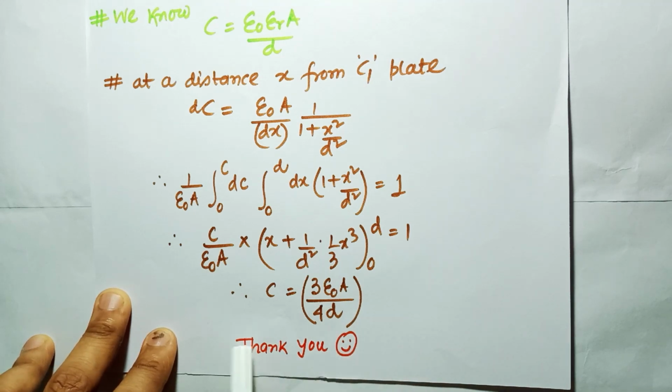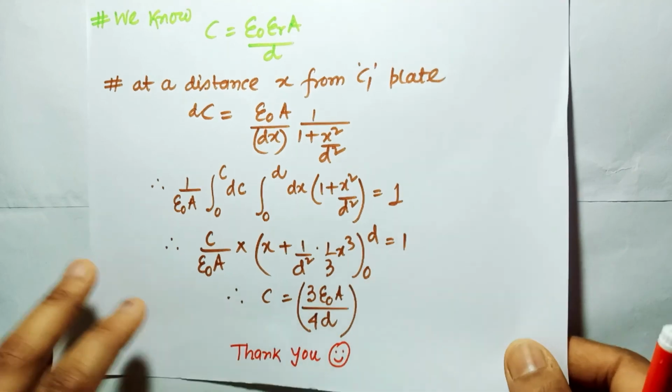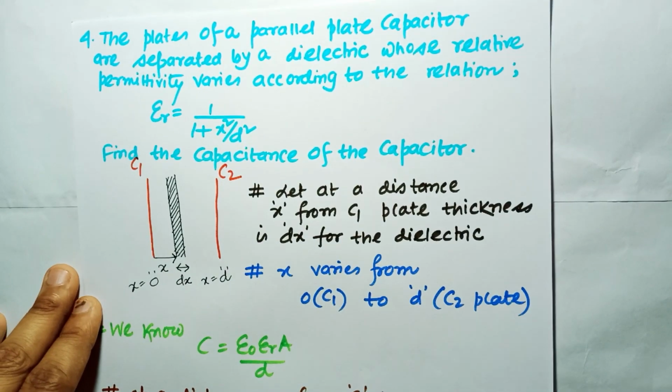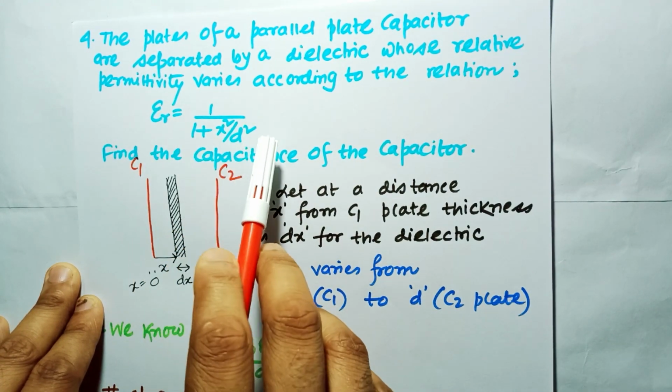So this is the expression of the capacitance where the dielectric permittivity, the relative permittivity or dielectric constant, is not fixed but varies with the distance with this relation, epsilon r is equal to 1 by 1 plus x square by d square.